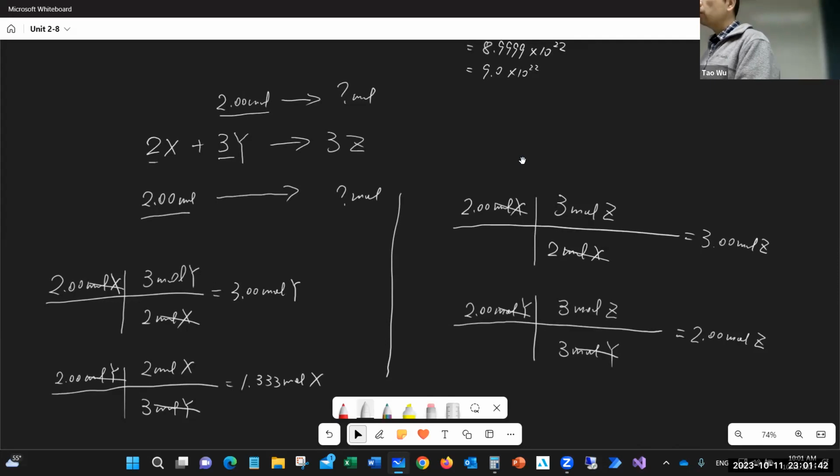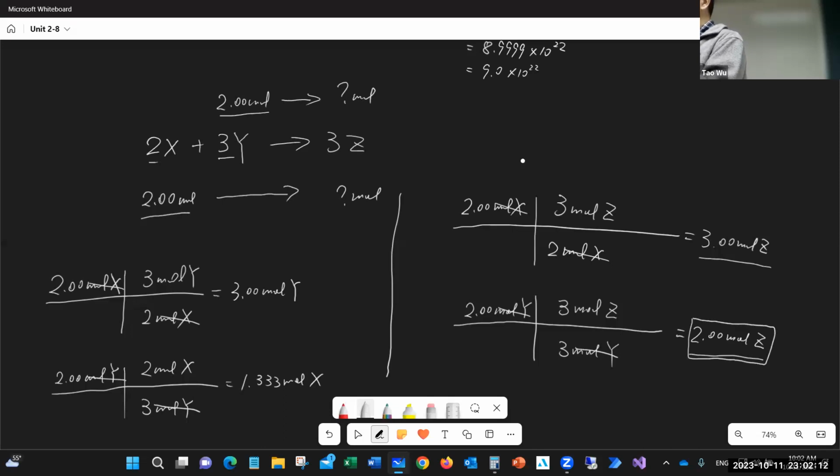Okay, so now once we figure out the assumption here, what are we gonna do? We're just going to compare the moles of Z. Since we have moles of Z here, we're just gonna compare the same moles of Z. Based on the Y, we produce 2 moles of Z. Based on the X, we produce 3 moles of Z. And then what are we gonna do? We're going to choose the one that has the smallest number.